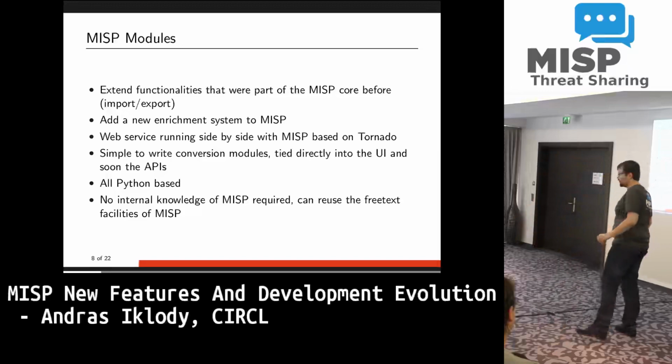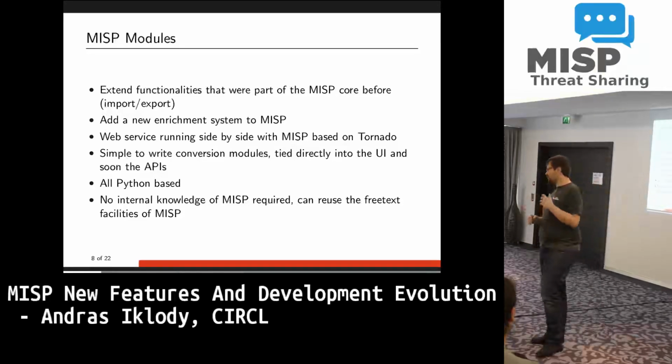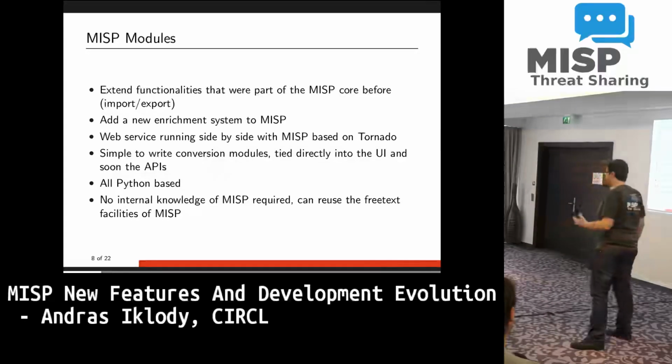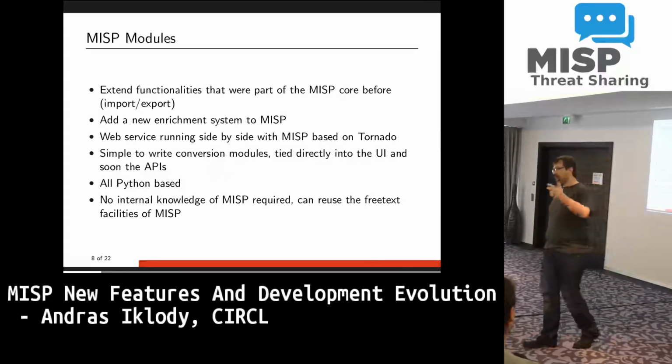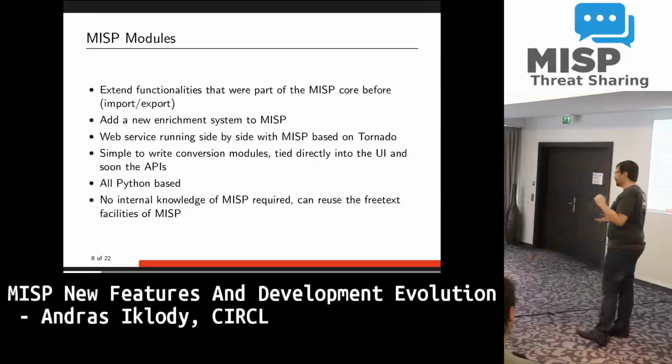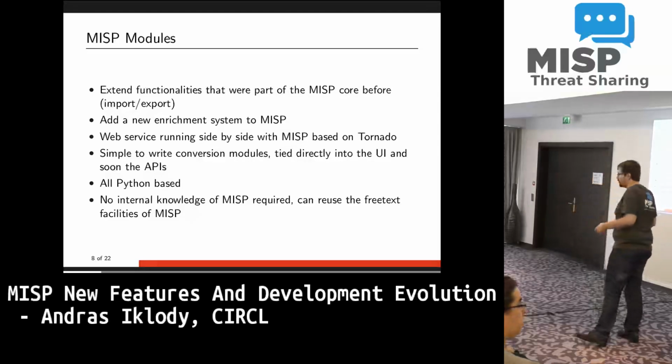So right now what we have is a web service that runs side by side with MISP. It's Python based, and you can just plop a new module in there and it will automatically be picked up. The format is very simplistic. Basically all you have to do is you get an input and you have to convert it into the output that MISP will then use to interact with the user.